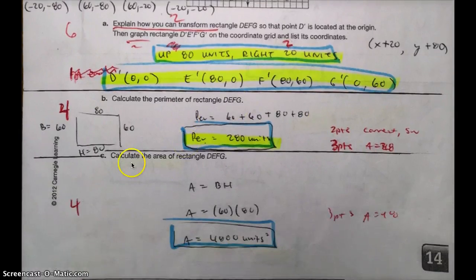Question 1C, calculate the area of rectangle DEFG. I gave you 2 points out of 4 if you just wrote down the formula and you don't know anything else. It doesn't matter which one's the base, so I labeled this one the base, so it's 60 and this one's 80, so you just multiply those and you get 4,800 units squared. I did not deduct points if you didn't write units squared. If you got area to be 48, I give you 3 points out of 4 because you didn't use your units or increments.